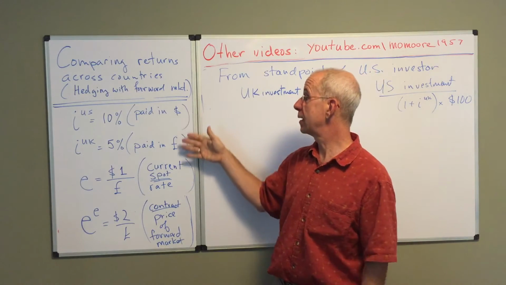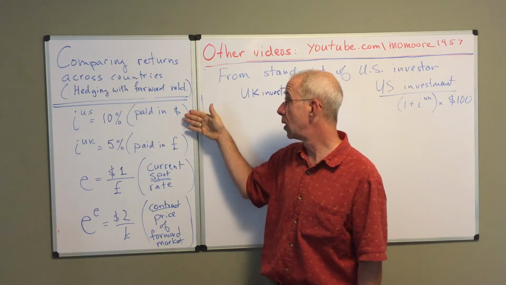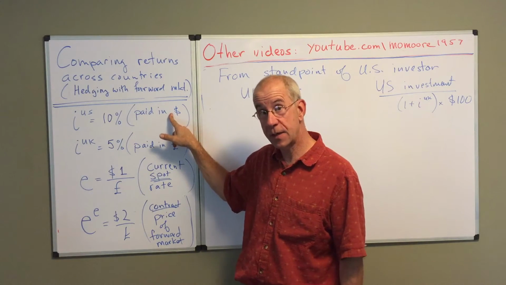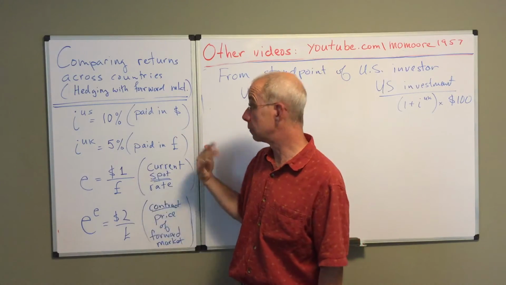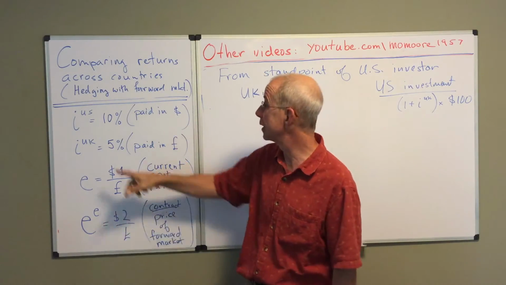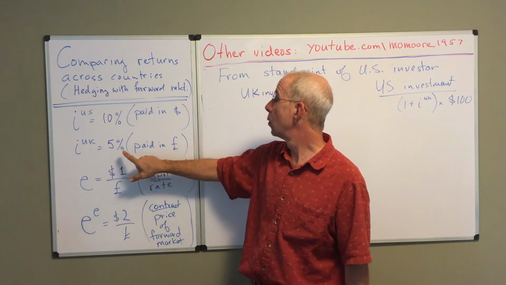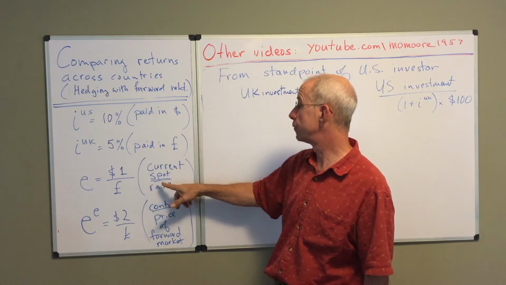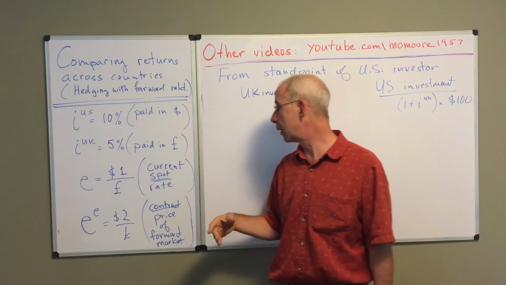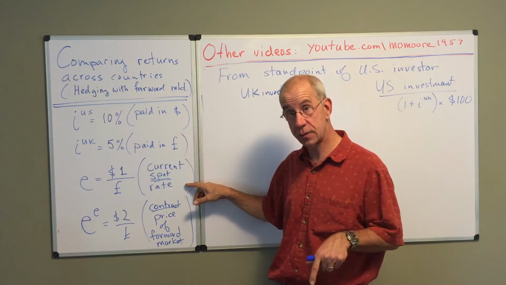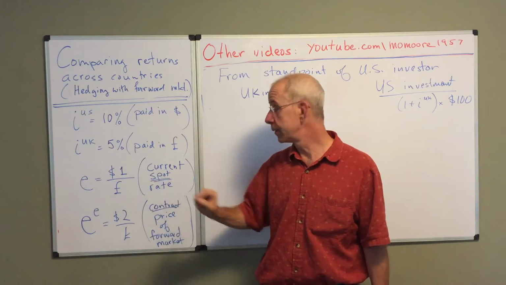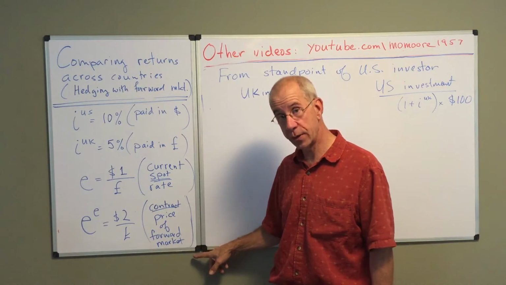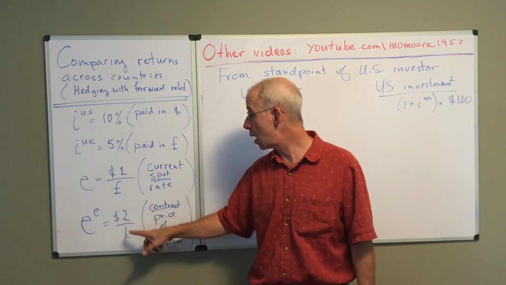And so we've got the same continuation of the same example where you've got the U.S. interest rate of 10% paid in dollars. Okay, so anybody investing in the bond will get paid in the home currency, the U.S. currency. Someone investing in the U.K. gets 5%, but they're paid in pounds. We have a notional or made up current spot rate, the exchange rate today, of $1 per pound. And then we have a contract price for the forward market of $2 per pound.